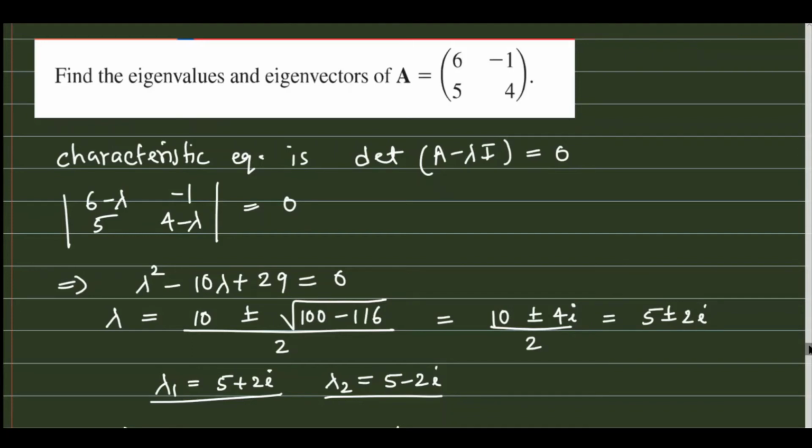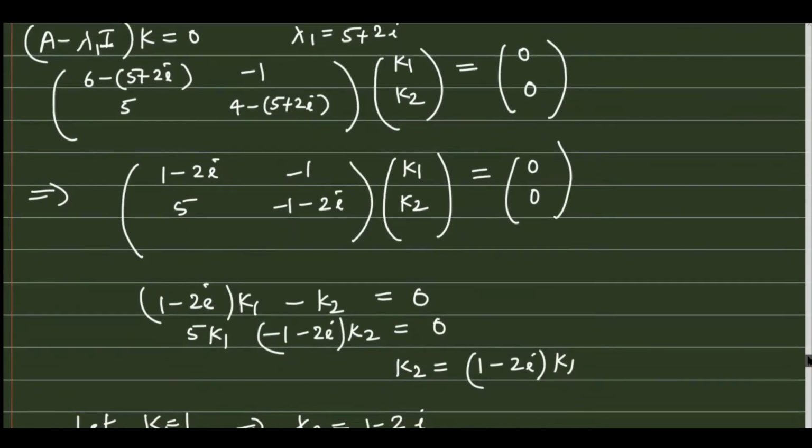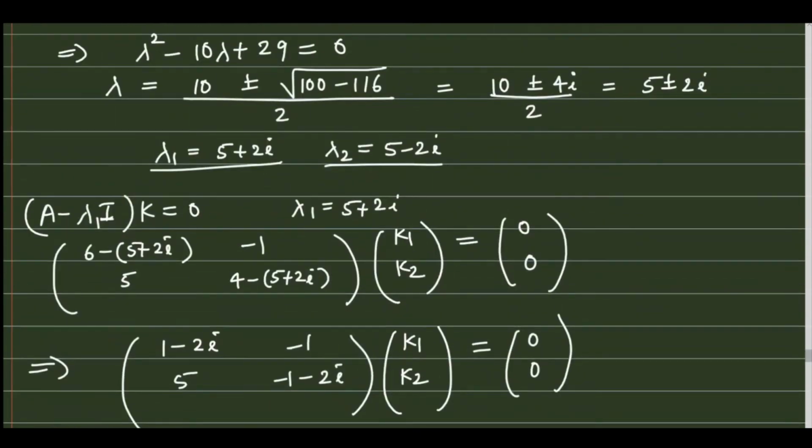Now, we got two eigenvalues. Now we will find the eigenvectors. First we will take the eigenvalue lambda equal to 5 plus 2i. So we will find the eigenvector. A minus lambda I times k equal to 0. Here lambda 1 is 5 plus 2i. So the new matrix will be [1 minus 2i, minus 1; 5, minus 1 minus 2i] times [k1, k2] equal to [0, 0].